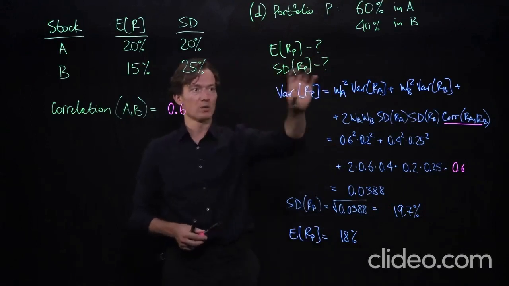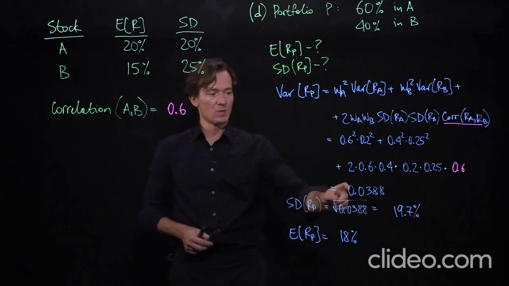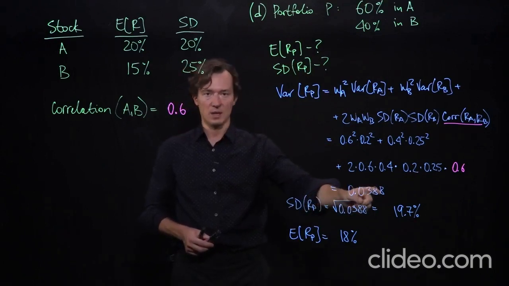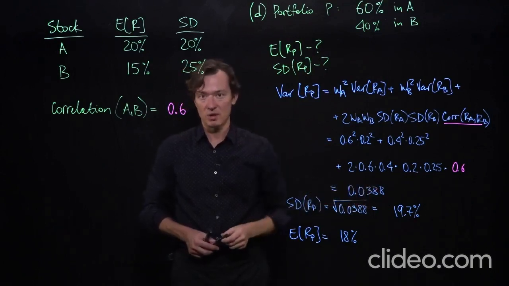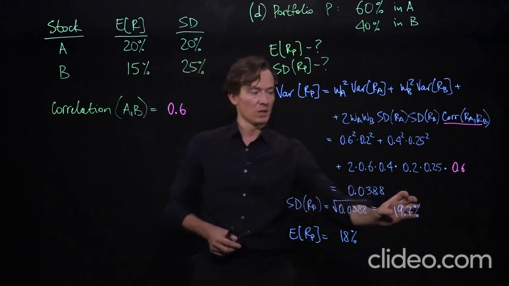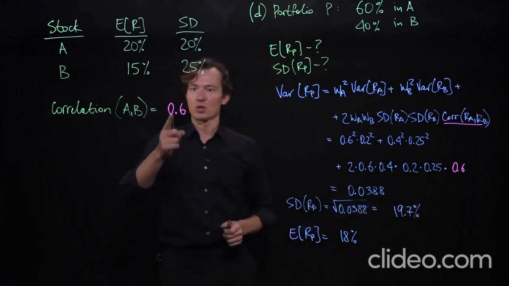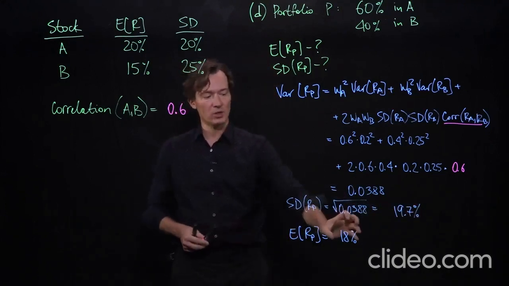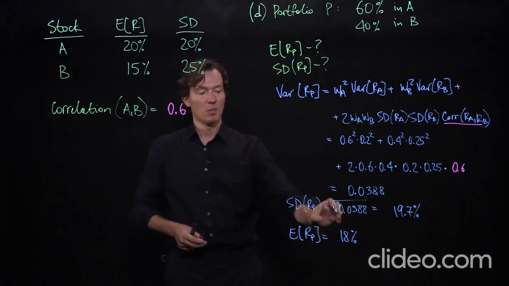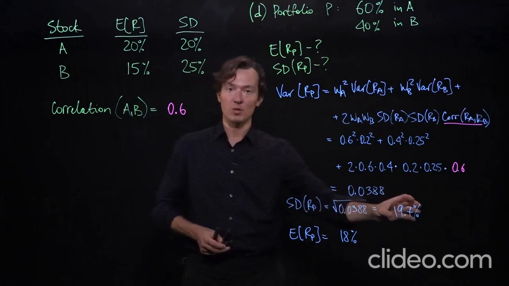And so if I compute the variance of this portfolio P right now, given this new correlation, it gives me 0.0388. And so to compute the standard deviation, I again have to take the square root of this term. And so this gives me 19.7%. So when correlation goes up to 0.6, expected return stays the same at 18%, but the standard deviation of the portfolio increases from 17.1% to 19.7%.